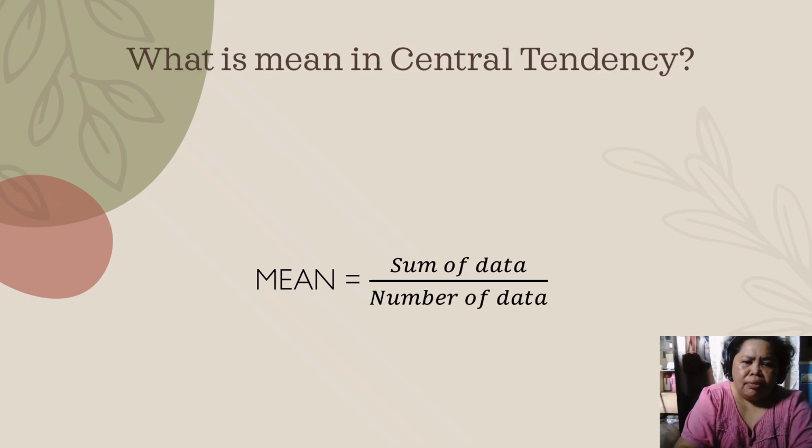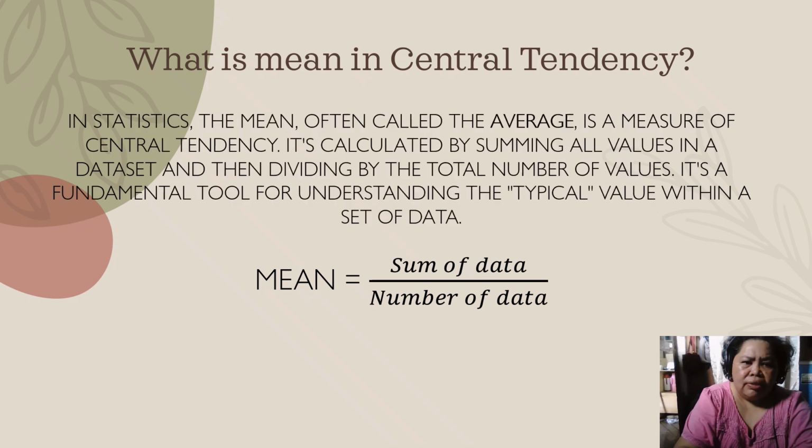Now, what is a mean in a central tendency? In statistics, the mean, often called the average, is a measure of central tendency. It's calculated by summing all values in a data set and then dividing by the total number of values. It's a fundamental tool for understanding the typical value within a set of data. In short, we have this formula: mean is equal to the sum of data over the number of data.